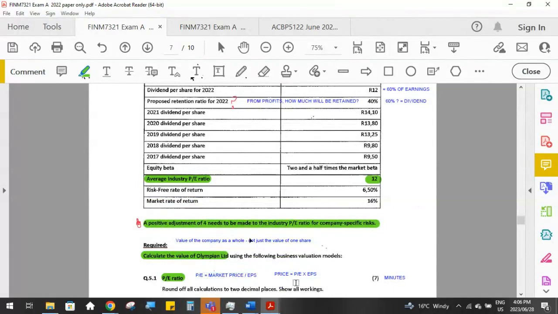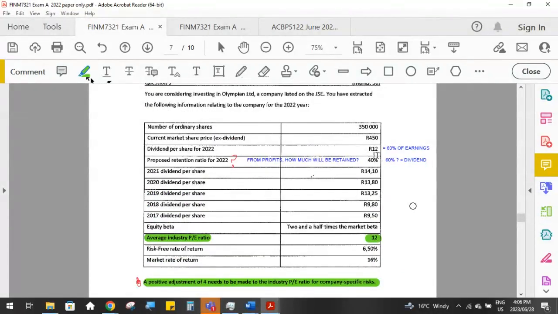Okay, so we know what the PE is, 16, and we also now know what the EPS is, earnings per share, because we took the dividend of 12 Rand, which is 60%, and we divided it by 60 and times by 100, or another way of saying that is we took 12 and we multiplied it by 100 over 60. That's my 100 over 60.